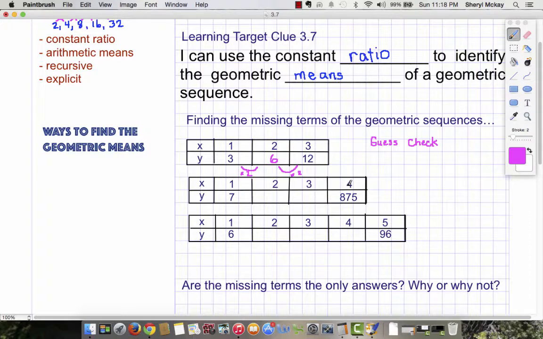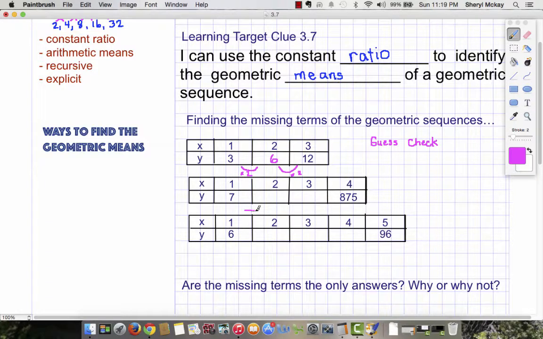So take a look at this next one. We have 4 terms. The first term is a 7. The second term is 875. And we've got 2 missing terms. How are you going to figure out what the missing terms are? Is there a way that you could figure out what the constant ratio is? If you knew what the constant ratio was, you might be able to then just use that and multiply across. How are we going to figure out what that constant ratio is? Give us your best shot. Try it out and see.